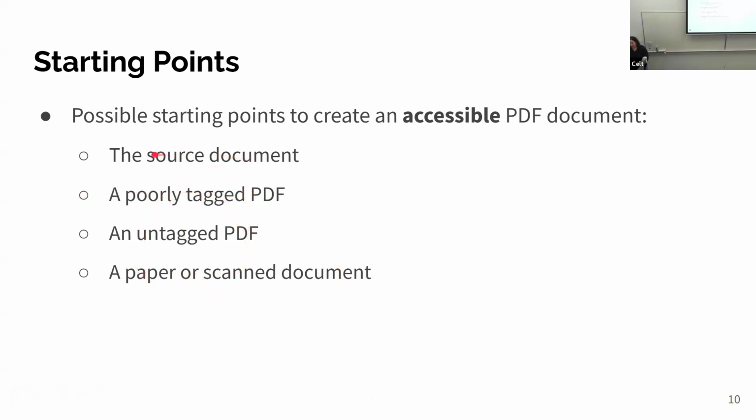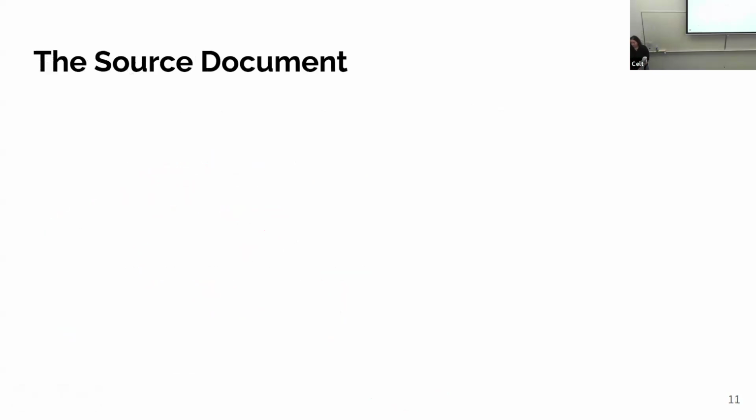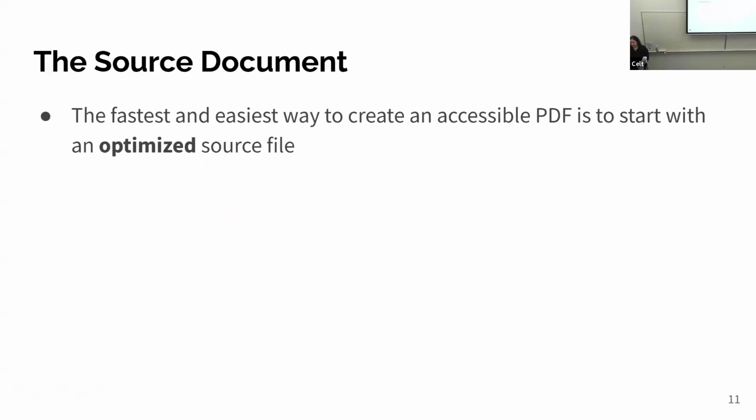Supposedly having the source document is the optimal way for creating an accessible PDF because you have more control over what's on the back end, supposedly. So that's what we're going to focus on. Having the source document is the fastest and easiest way to create an accessible PDF because you can optimize the source file.